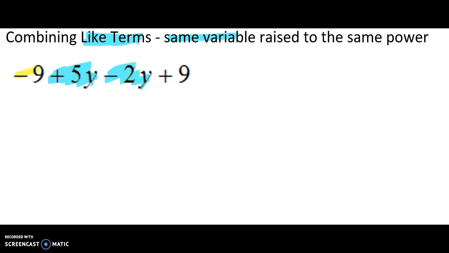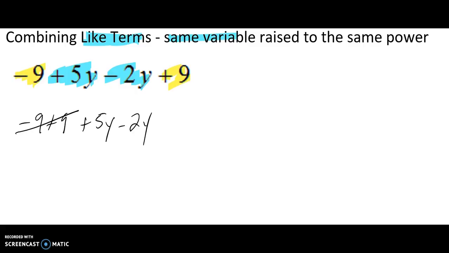Now, I have these other terms, -9 and +9. Those actually have the same variable raised to the same power: no variable raised to no power. So I can combine those terms, which is really cool. So what I do is I just take the -9, add 9 to it, and then I take the positive 5y, subtract 2y from it. -9 plus 9 is 0.